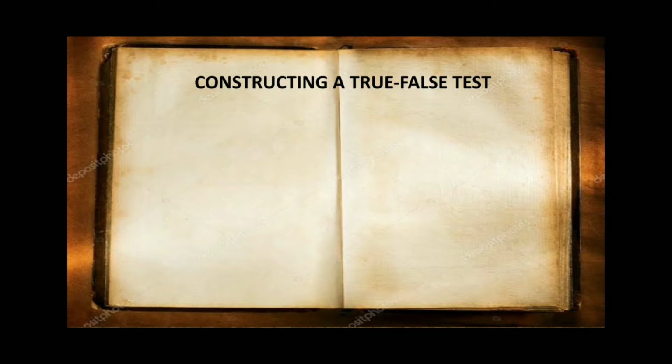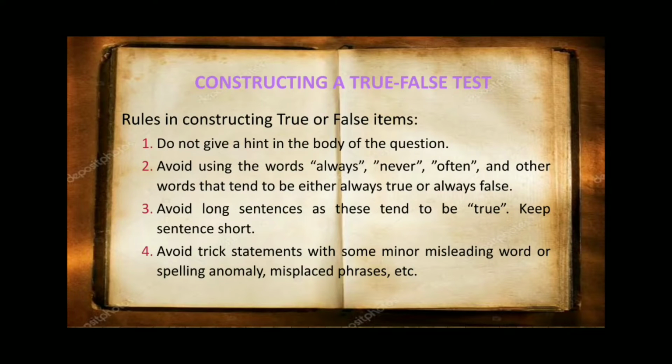In constructing a true or false test, there are rules. So first, do not give a hint in the body of the question. Second, avoid using words like always, never, often, and other words that tend to be either always true or always false. Third, avoid long sentences as this tends to be true. Keep sentences short. Fourth, avoid tricky statements with some minor misleading words or spelling anomaly, misleading phrases, etc.